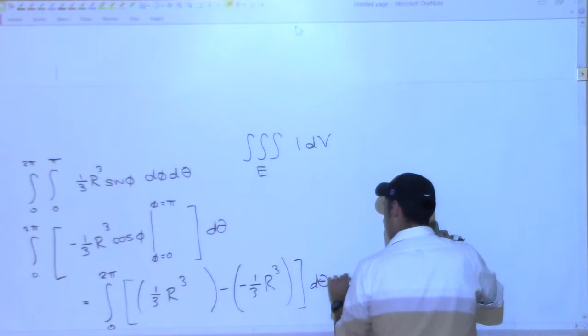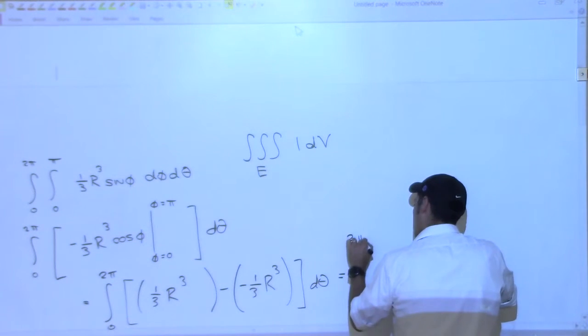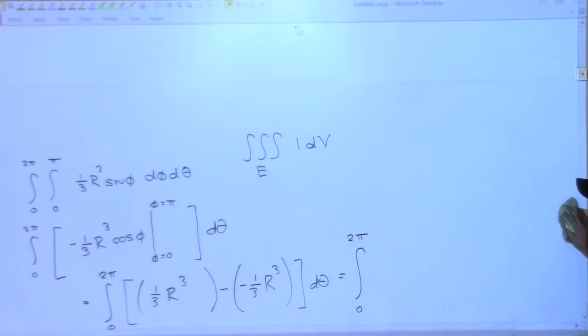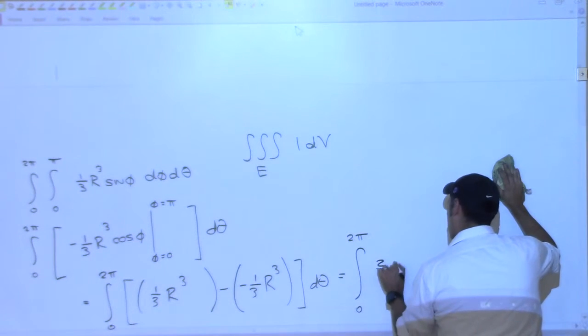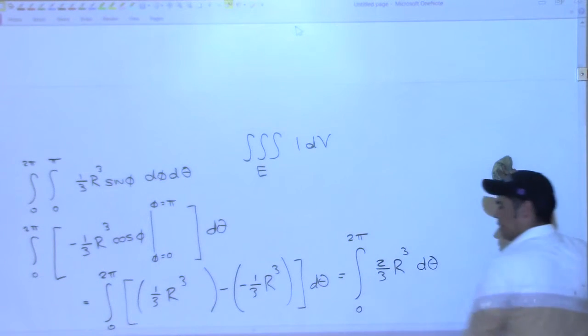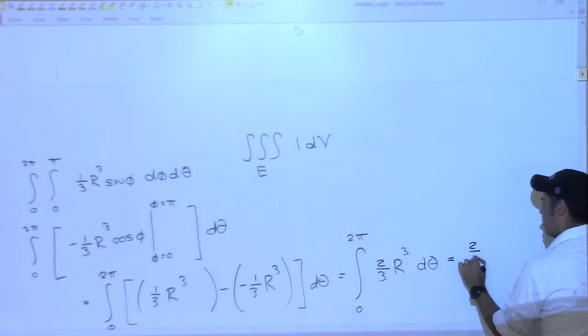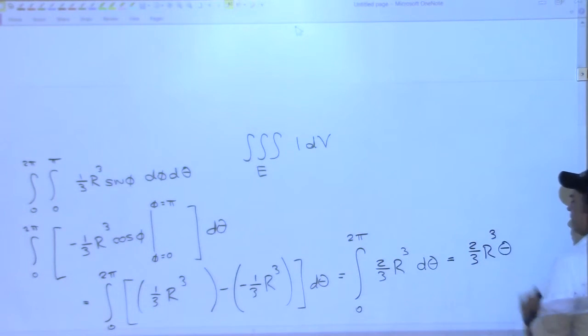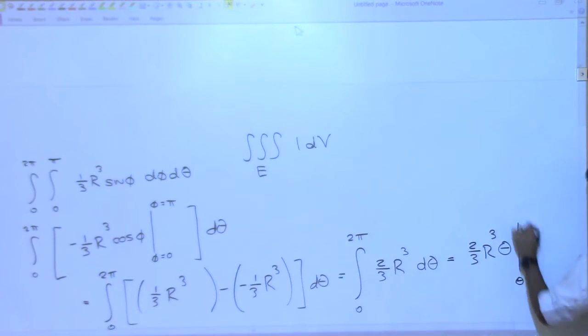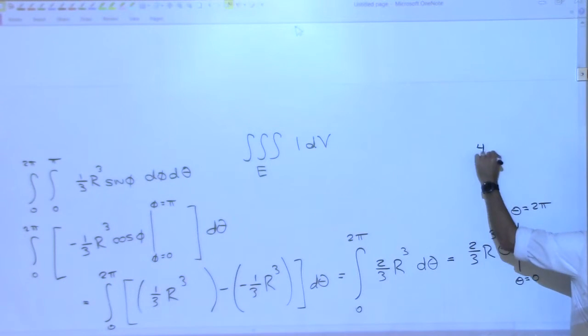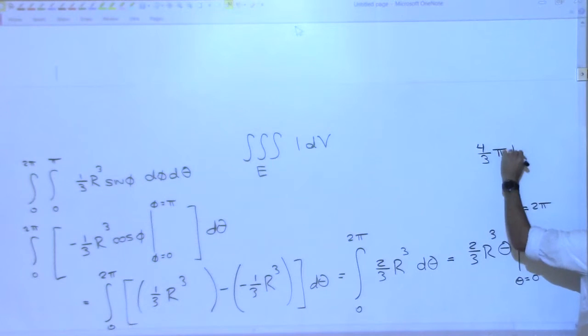We still need to do the integral with respect to theta. So what is that there? 2/3 R cubed d theta is where we are. The antiderivative with respect to theta is 2/3 R cubed theta, evaluated from theta equals 0 to theta equals 2 pi. When you plug 2 pi in for theta, what do you get? 4/3 pi R cubed. And when we plug in 0, it goes away.